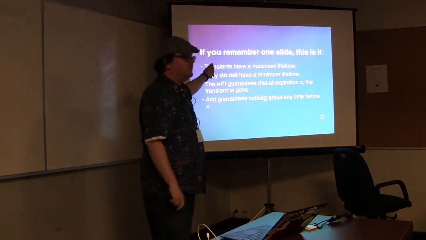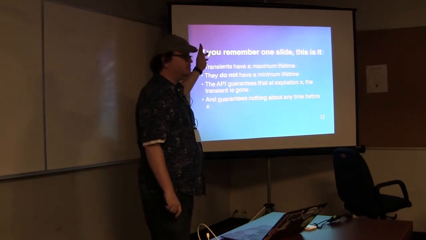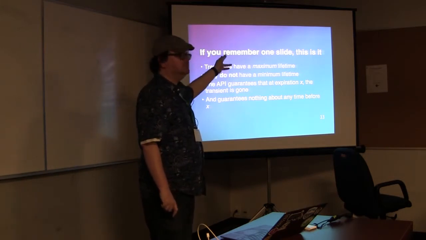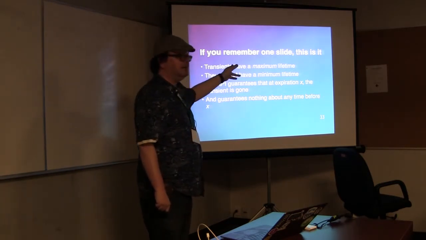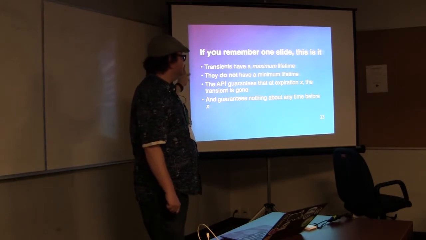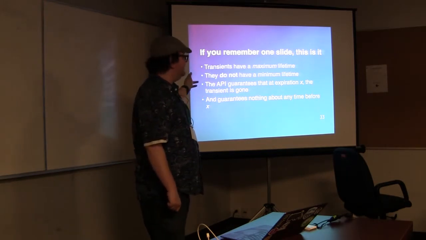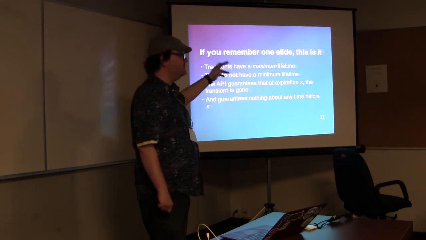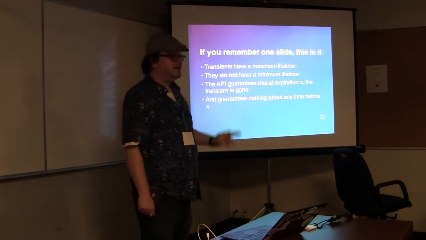If you remember one slide, this is it. Transients, when you give them an expiration, they have a maximum lifetime. They don't have a minimum lifetime. Don't treat them like they do. The API guarantees that at time X, your transient with an expiration at time X is gone. It guarantees nothing at all about any time before X.